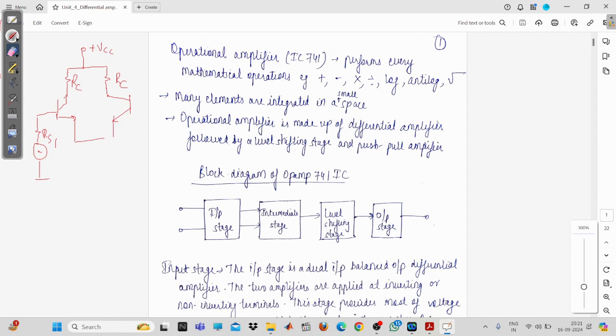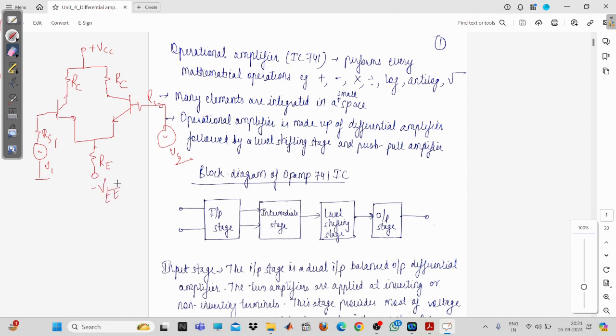So now the emitters are shorted, and these two are very much symmetrical. So this is RS2, then you have V2, this one is V1, and here you have drawn RE, and this is minus VEE.